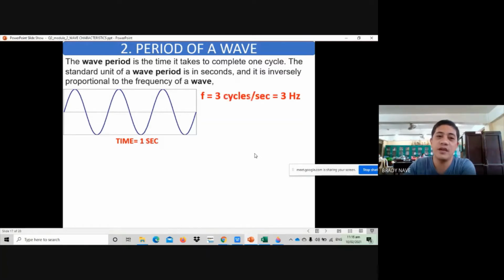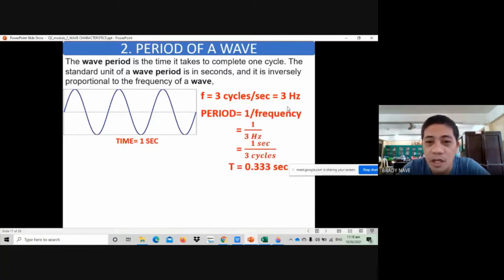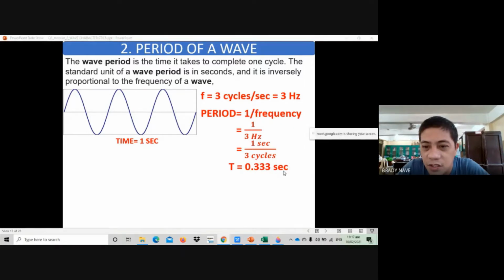So we have here 3 cycles divided by 1 second. The frequency is 3 hertz. Pero pag period ang isolve natin, ibaliktad natin si time sa ibabaw, tapos sa ilalim si 3 cycles. So 1 divided by 3 is 0.33 seconds. Or mas madali, get the reciprocal of the frequency.